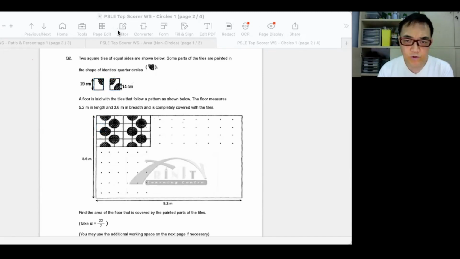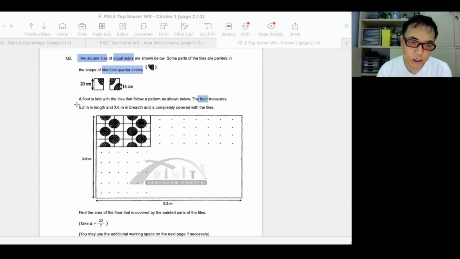What we want to begin with here, okay, maybe just a few more keywords. So 2 square tiles of equal sides, all right, that means to say it is 20 by 20, meaning that this is 20 cm. Okay, of course, if this is 14, then the radius here is also 14. Okay, it's pretty small, so I'm just going to skip that. And these are all meant to be quadrants. Okay, it says here, identical quarter circles.